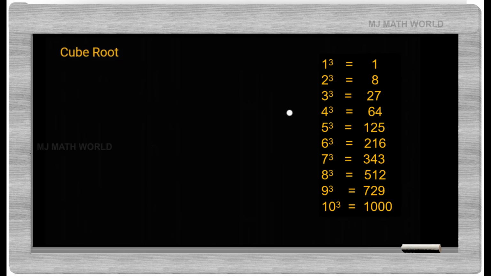How can we find the cube root of large numbers? There are two methods to find the cube root. One is the prime factorization method. Another one is the symbol method. Today we will discuss the symbol method.